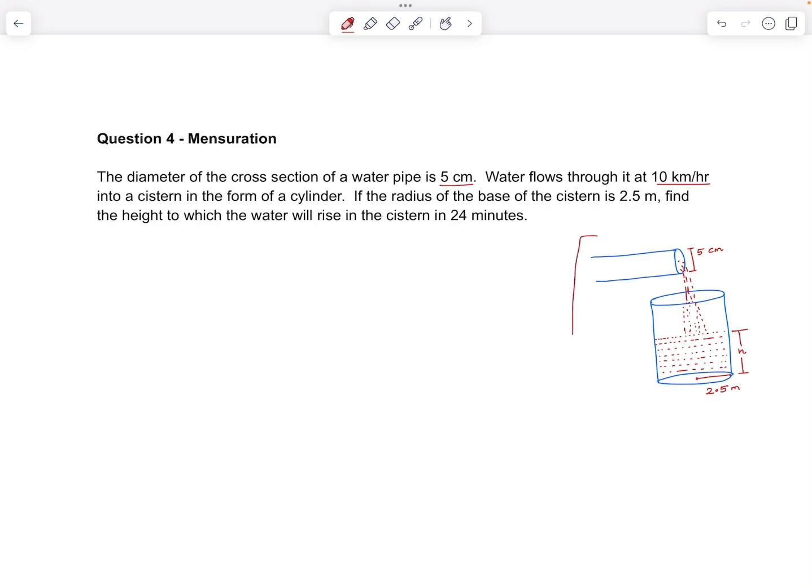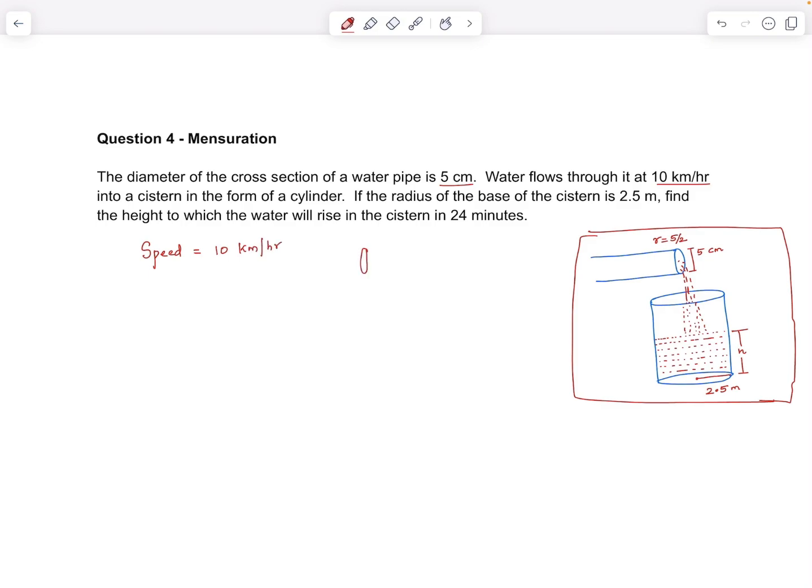This is the rough sketch of the water pipe and the cistern. The diameter of the cross section of the water pipe is 5 centimeter, which means the radius of this is 5 by 2. Water flows through it at 10 km per hour. That is, the speed with which the water is flowing is 10 km per hour.